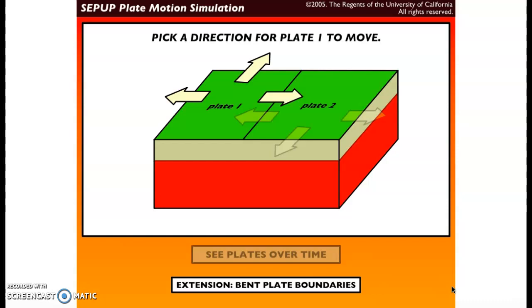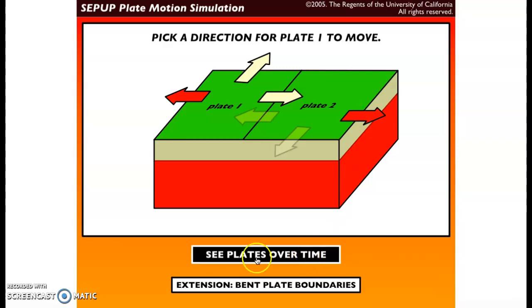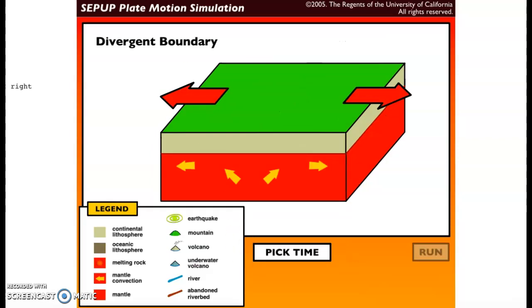If you look at your directions, the first direction that I give is to click on this left arrow. And notice when I hover over it, it turns red. So when I click on it, it also highlights the right facing arrow red. So plate 1 is going left, plate 2 is going right, which means they're pulling apart, which creates a divergent boundary. So I'm going to click on See Plates Over Time, and notice it says divergent boundary up here.